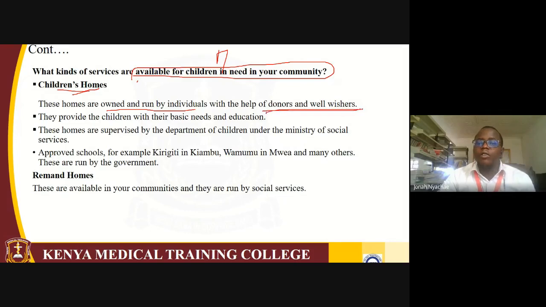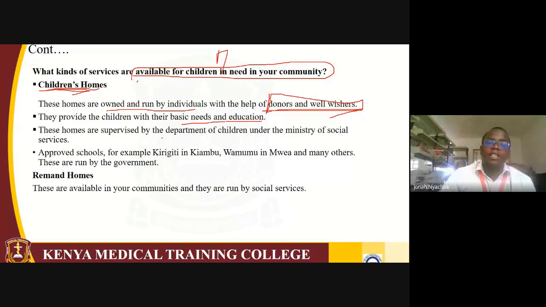So for these children's homes to thrive and be able to assist, they rely majorly on the well-wishers and donors. So even you at a particular time, you can be a donor out of your own will. You can be a well-wisher. You go and sponsor a kid somewhere and assist them. Remember, there are children who are in need, not because of their own volition, but because of circumstances that could have placed them. So these children's homes provide children with basic needs and education.